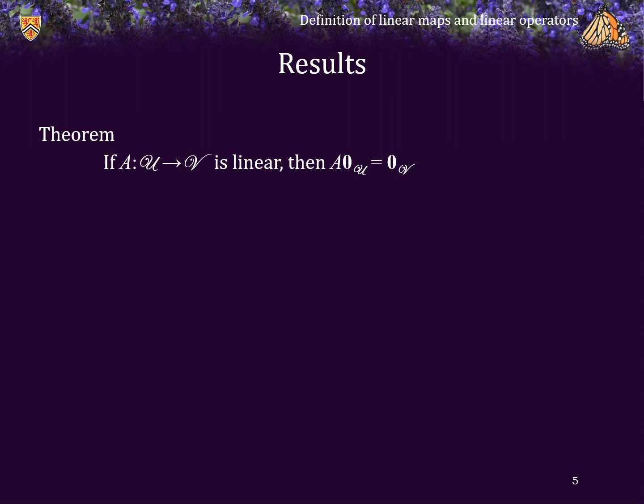Now, here's a nice little theorem. If A mapping a vector space U onto a vector space V is linear, then A applied to the zero vector of U equals the zero vector of V. That is, for a linear map, the zero vector in U must be mapped to the zero vector in V.